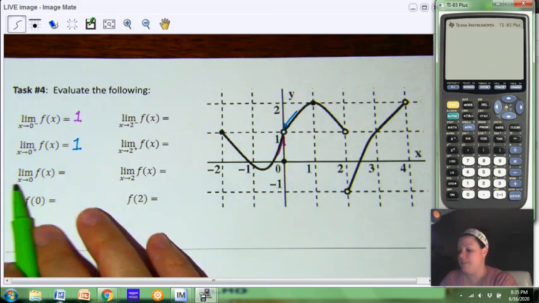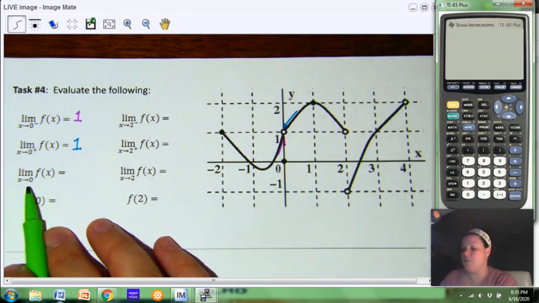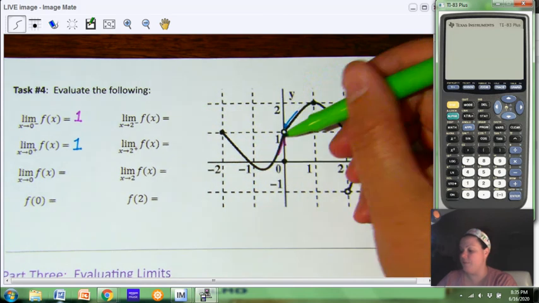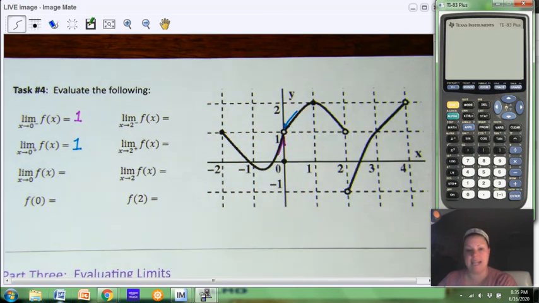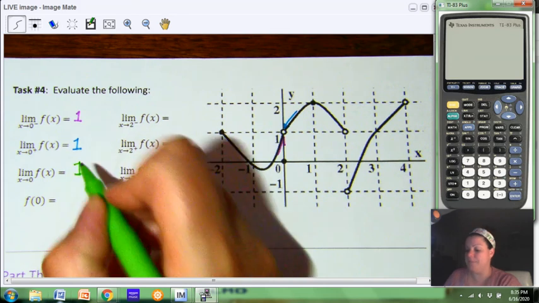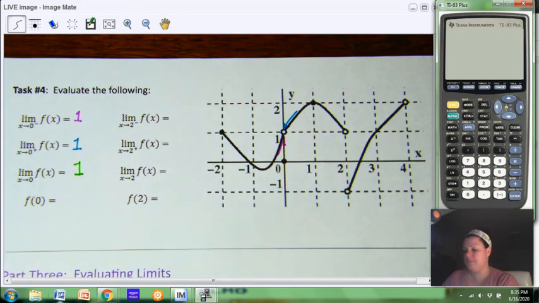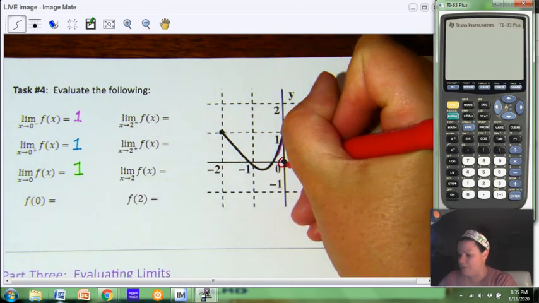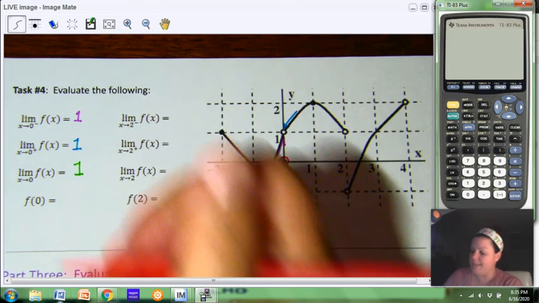The limit of this function, the limit as x approaches 0 of this function. So this is referring to both the left and the right-hand sides together. Since they're both heading towards 1, we're going to leave that as 1. F of 0 itself, if we look down here, there's the point for f of 0. It's actually just 0.